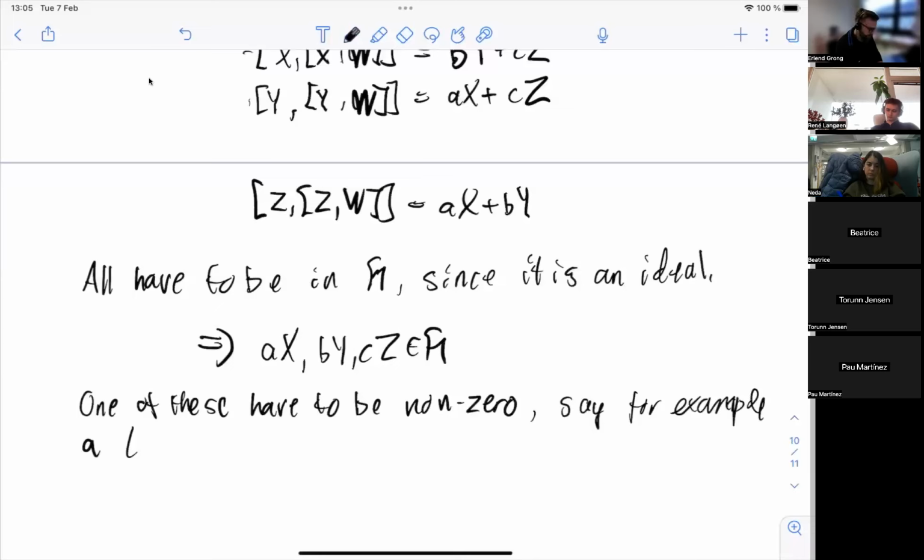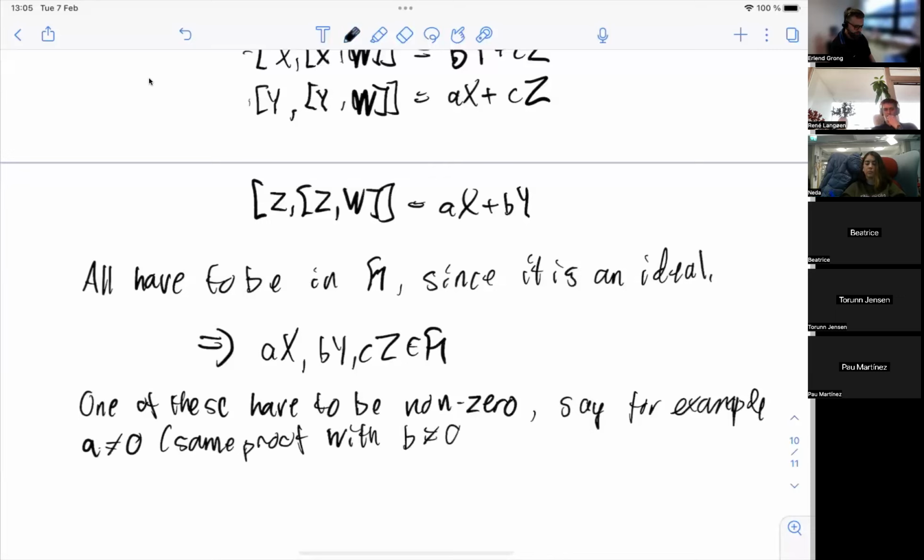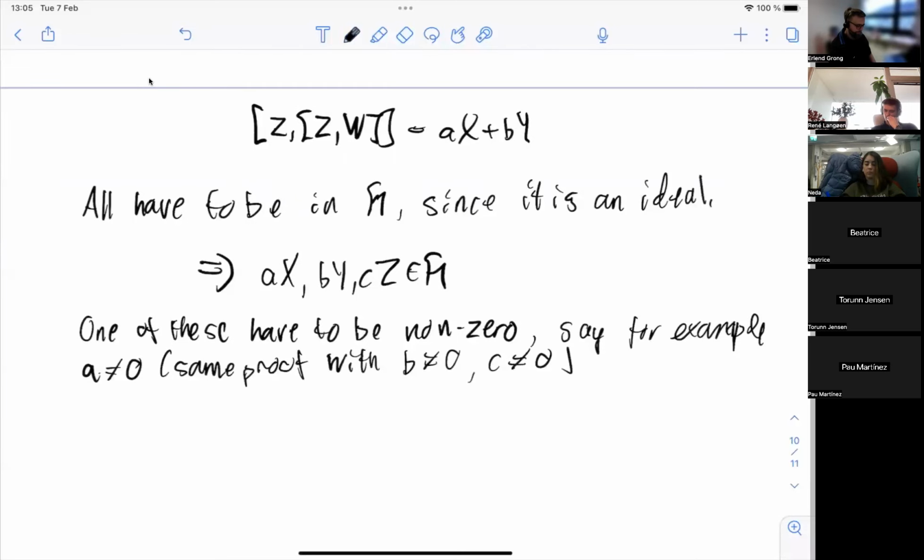So let's say, for example, one of these has to be non-zero. So we can, for example, say, what if A is non-zero? And then it's the same proof with B non-zero and C non-zero. If A is non-zero, to 0, that means that X has to be in H.